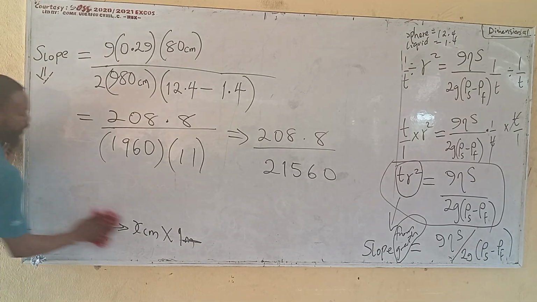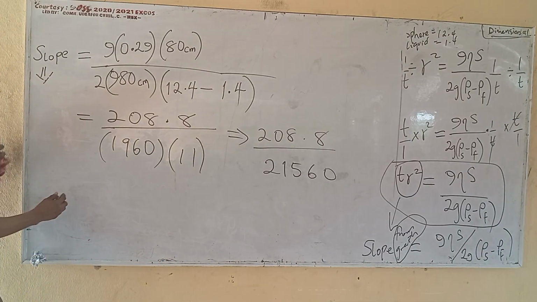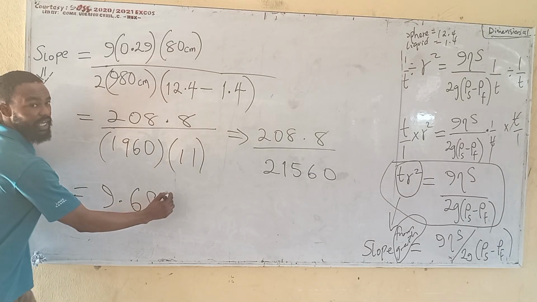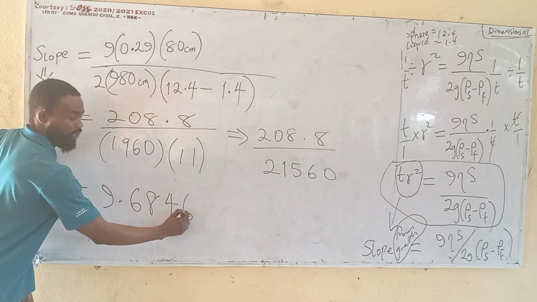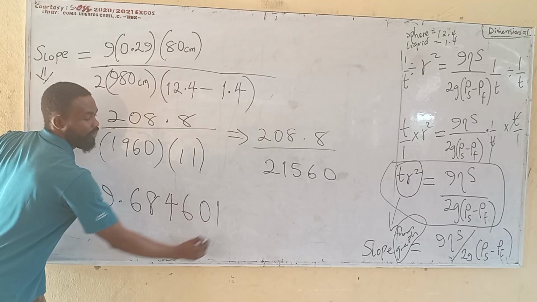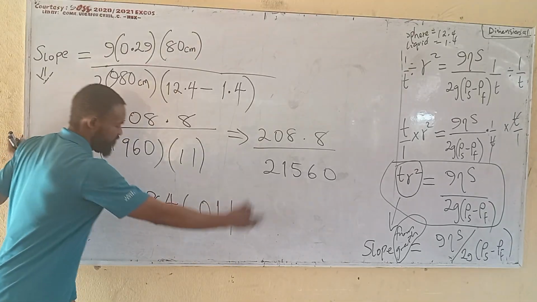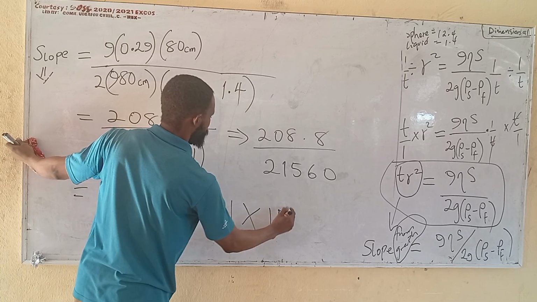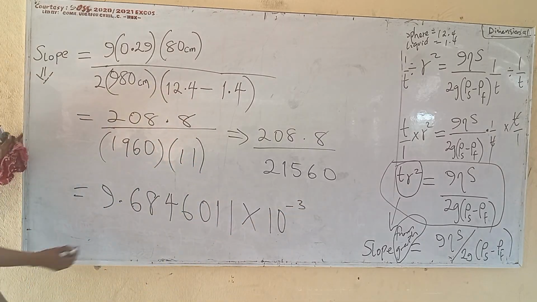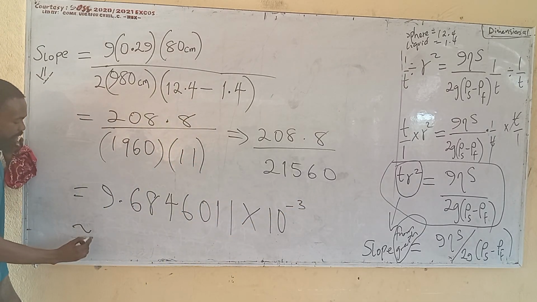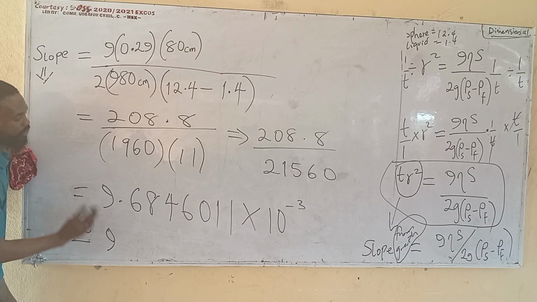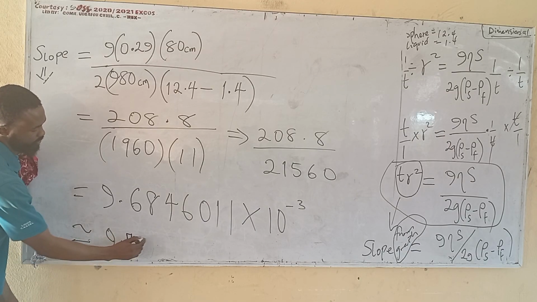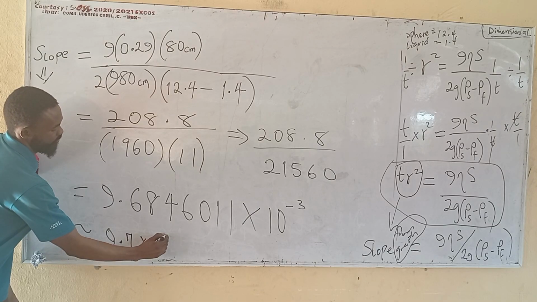Punch it for me. 9.6846, and it is 1 times 10 to the minus 3, which is approximately 9.7 times 10 to the minus 3.